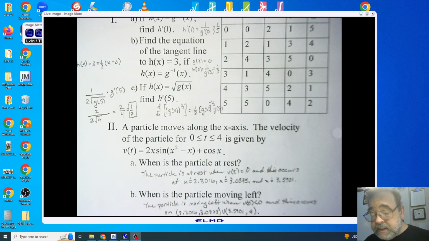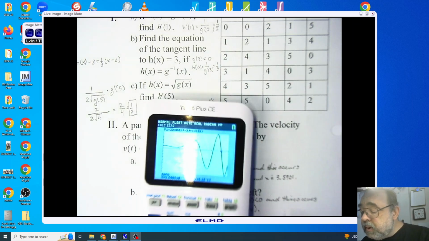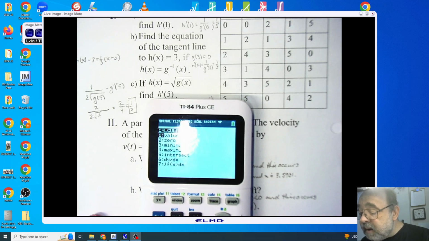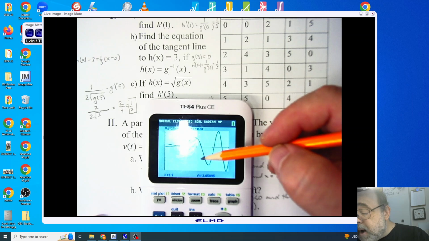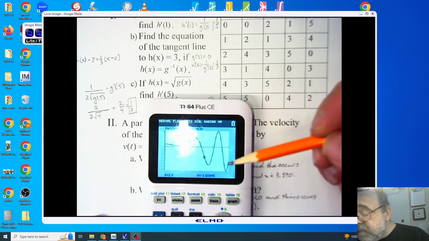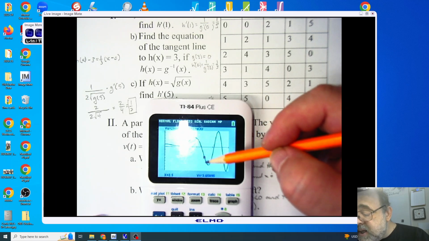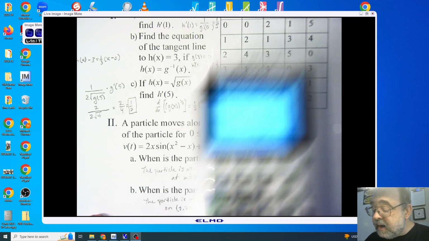The next question says, at 2.5, is the speed of the particle increasing or decreasing? So we're going to find our value. Second trace, 2.5. Now I can see, number 1, my velocity is negative, being below the axis, and I can see that my velocity is decreasing. When velocity is decreasing, acceleration is negative.